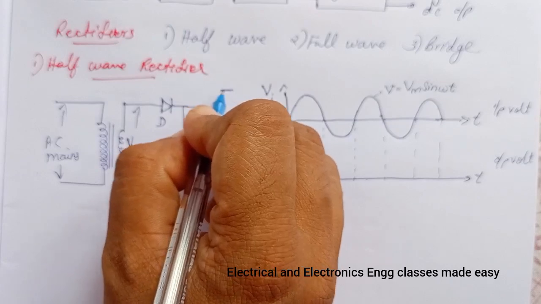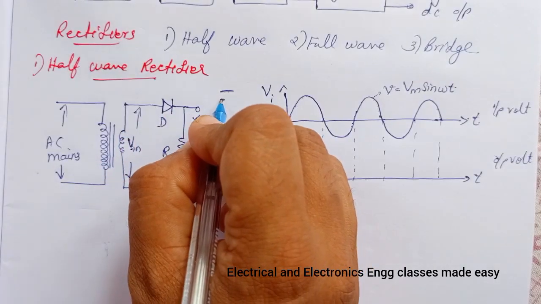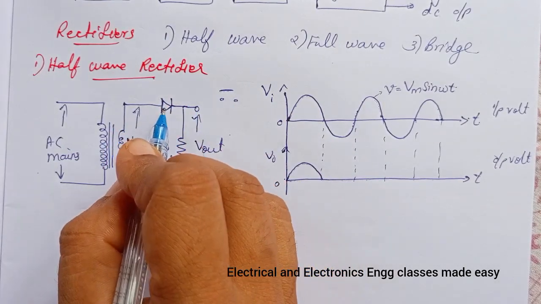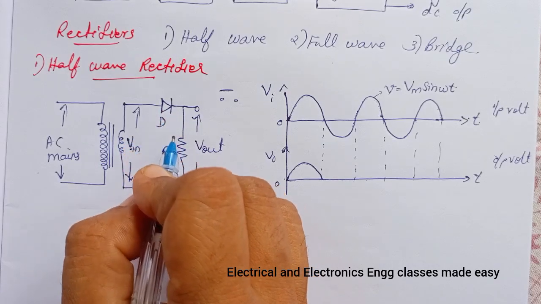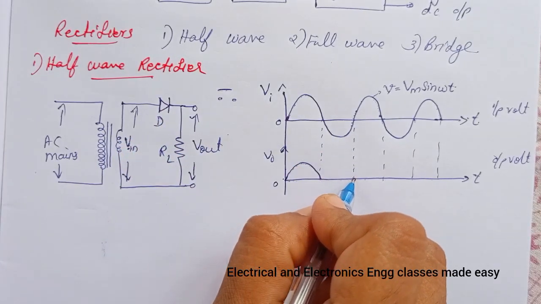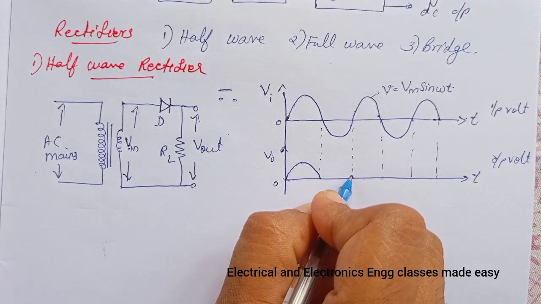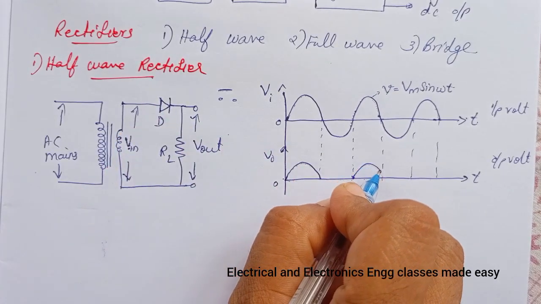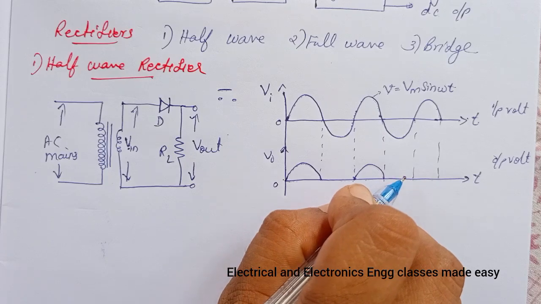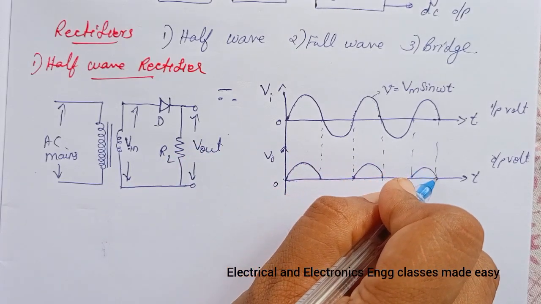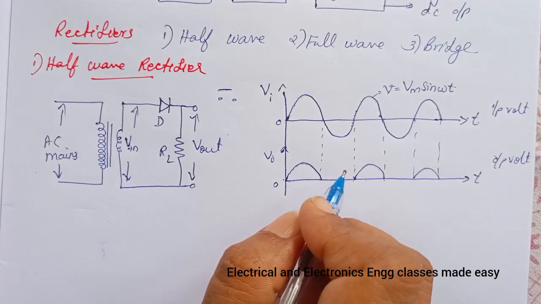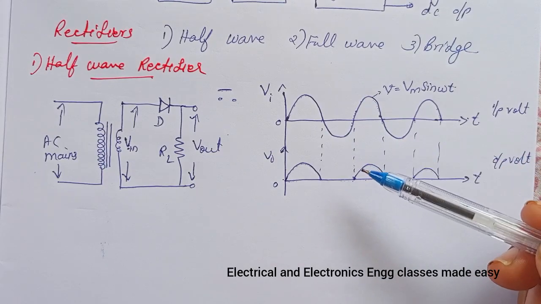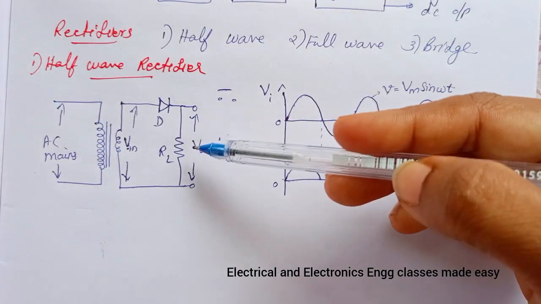During the positive half cycle the diode will be like a short circuit, that is closed, and during the negative half cycle the diode will be open. So no current flows in the circuit and no voltage develops across RL. So here we will not get any wave. Again in the positive half cycle the diode conducts, and in the negative half cycle no current flows. So the output voltage waveform will be like this, and only the positive half cycle of the input appears across the load.